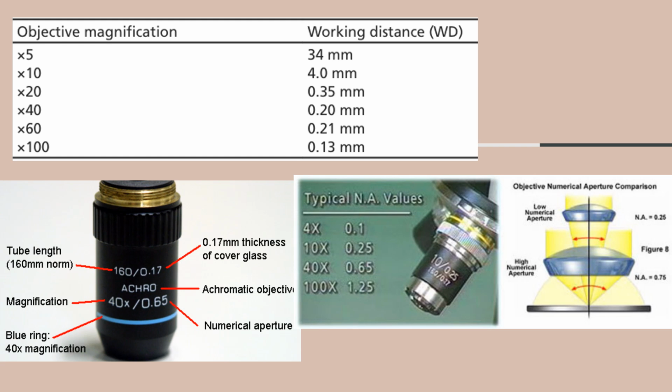Your numerical apertures typical for your objectives: at scanning, you have 0.1 numerical aperture, and then at 10 times, your low power, 0.25, and then 40 times, your high power, at 0.65 numerical aperture, and then 100 times magnification, or your oil immersion objective, at 1.25 numerical aperture.